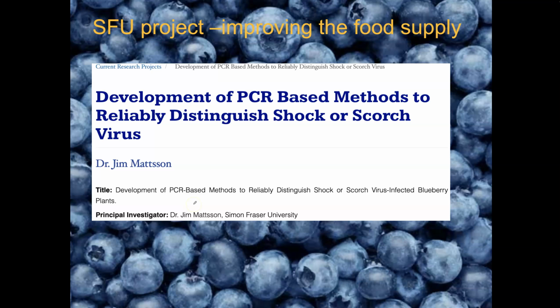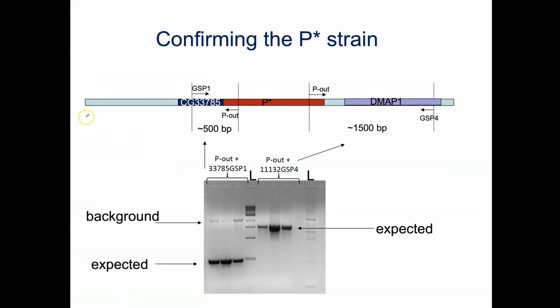And here's another one. Basically, the Matson lab in biology at SFU are looking at PCR-based methods to be able to distinguish certain viruses that infect blueberry plants. And so this is improving your access to good quality food. Almost everybody I know likes blueberries, and so this is a very important project. There's a lot of work around making sure that crops are safe and nutritious, and this is one of them right here at SFU.